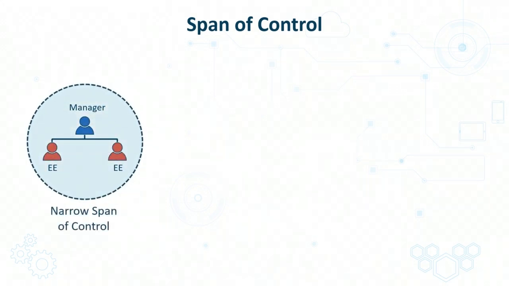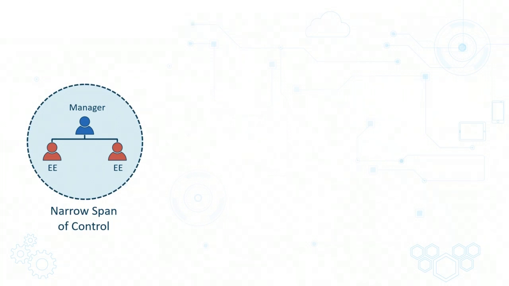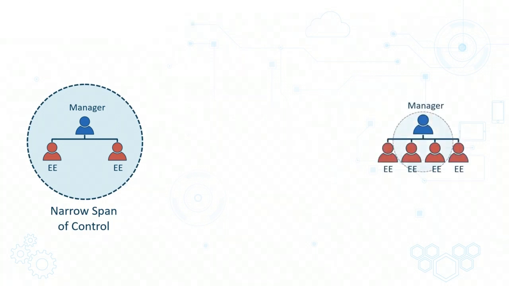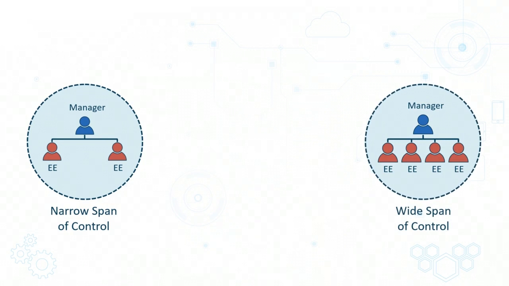Span of control defines how many employees each manager is responsible for within the business. A narrow span of control refers to the structure with few employees reporting to a manager, while a wide span of control refers to a structure with many employees reporting to a single manager. There is no ideal span of control that works for all businesses or within a specific industry.